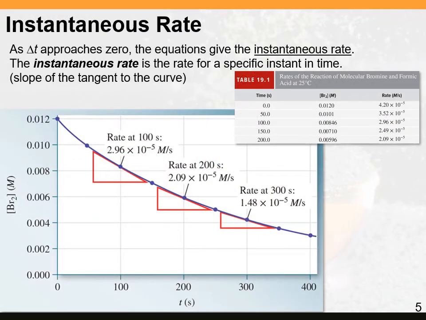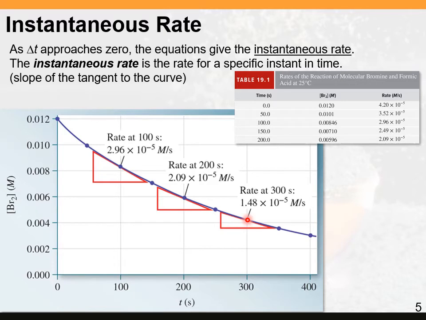As you shorten the time period over which rate is calculated, delta t approaches zero, and the rate equations give us the instantaneous rate. This is the rate for a specific instant during the course of the reaction. Instantaneous rate can be calculated in two ways. In one method, the graph of concentration versus time is used. The slope of the tangent to the curve at a point in time is the instantaneous rate.